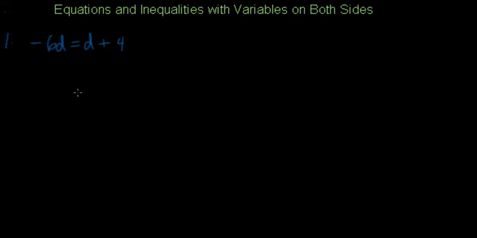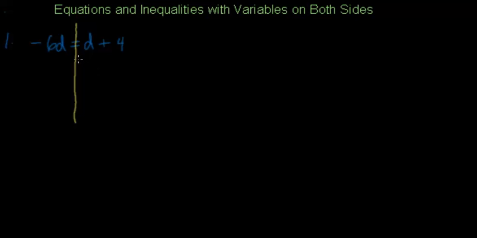Solving equations and inequalities with variables on both sides. So if we look at this first example, we notice that we have a term with a d on the left and a term with the d on the right. So I'm going to just put this line here to separate so you can see that there's a left and a right side and both sides have a d.